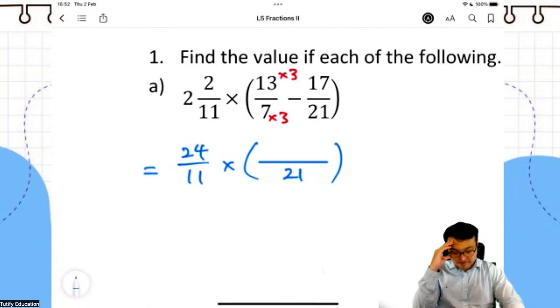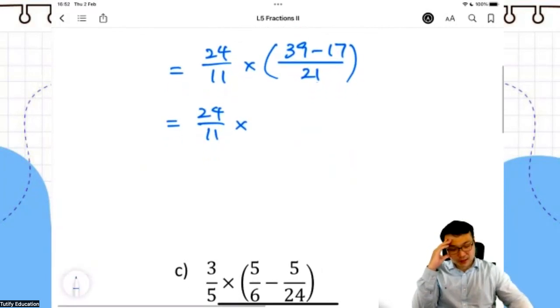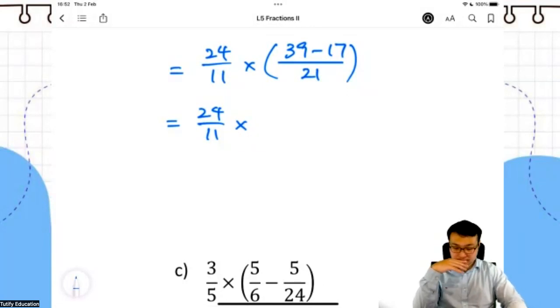39 minus 17. Yes, okay. And what do you have when you have 39 minus 17? You minus. Yeah, you minus. What is 39 minus 17? It is 22. Got it, got it.